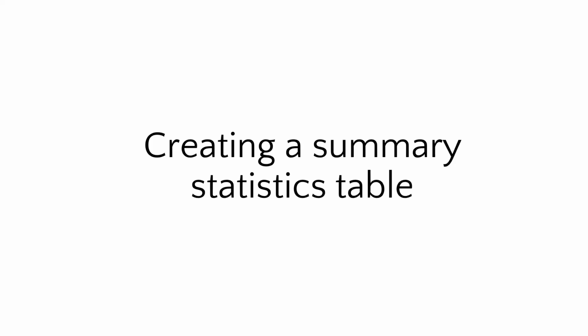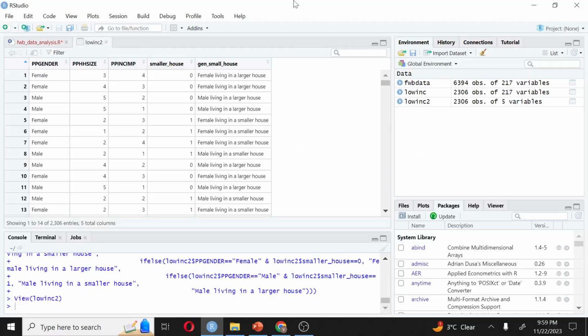In this lesson, we are going to learn how to create a summary statistics table. In our last lecture, we created this new categorical variable called Jane_small_house, which has 4 categories at the intersection of people's PP gender value and whether they were living in a smaller house or not. In this lecture, for these 4 groups, we want to estimate their average financial well-being score.